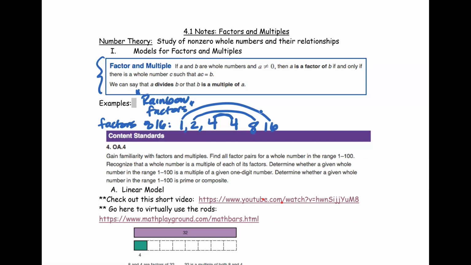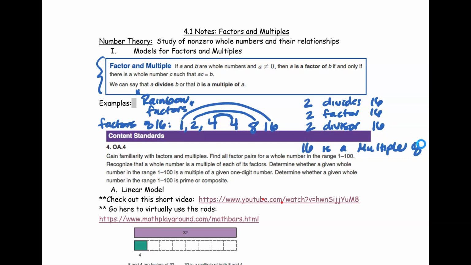Now there's a couple different ways that we can refer to a number being a factor. So for example, we could say that 2 divides 16. We could say 2 is a factor of 16. We could say that 2 is a divisor of 16. We could also say that 16 is a multiple of 2. Okay, so we're using a different word now.